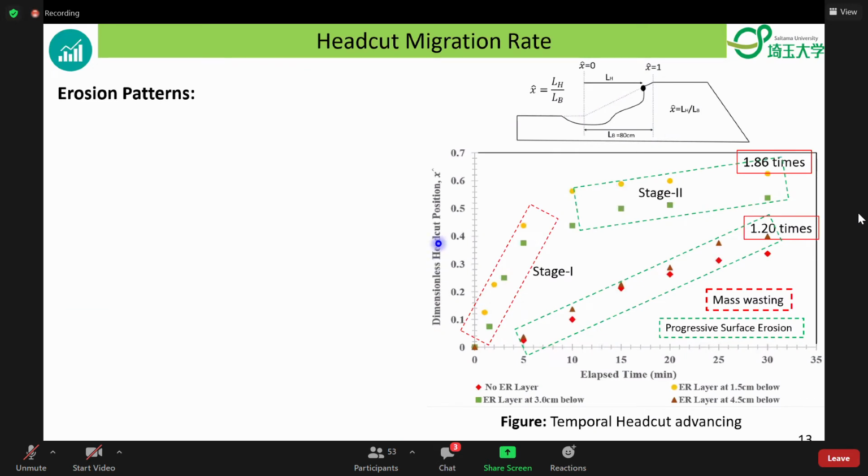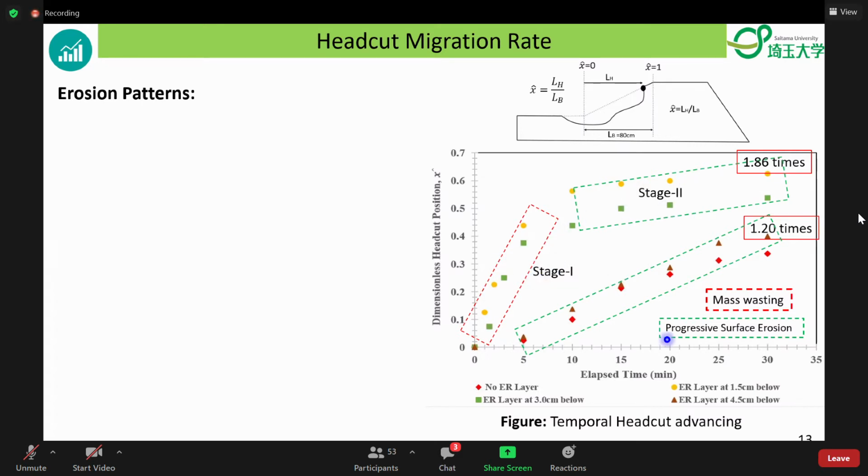Now the dimensionless headcut position, obtained from the headcut distance normalized with the horizontal sloping distance, is plotted with elapsed time. It shows that with the decrease in depth to the erosion resistant layer, headcut migration speed increases by up to 1.86 times. This is for 1.5, 3, 4.5 and no erosion resistant layer. Initially, we observed a faster erosion rate, and in the second stage, a slower speed.